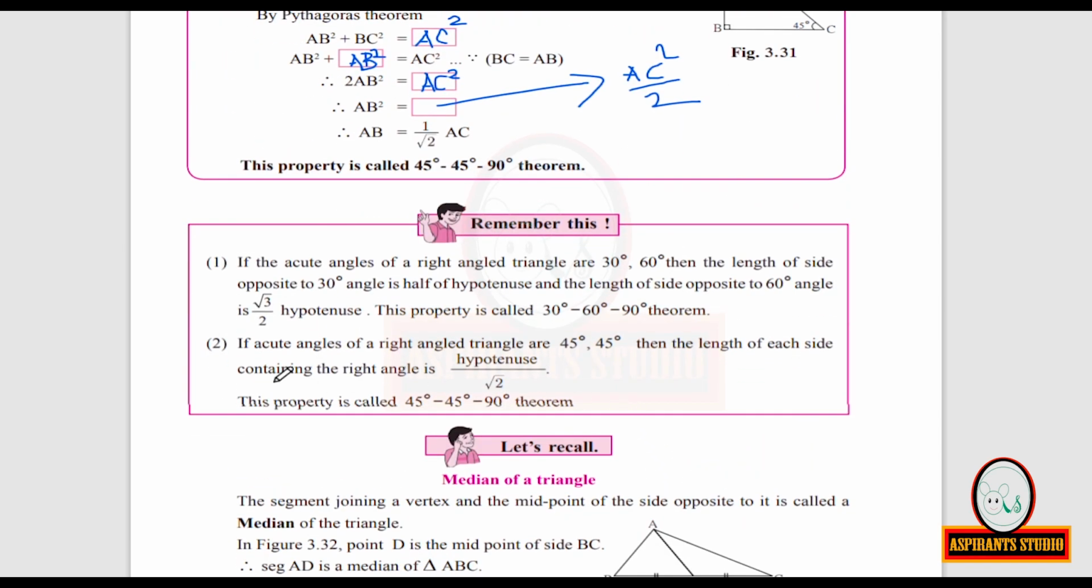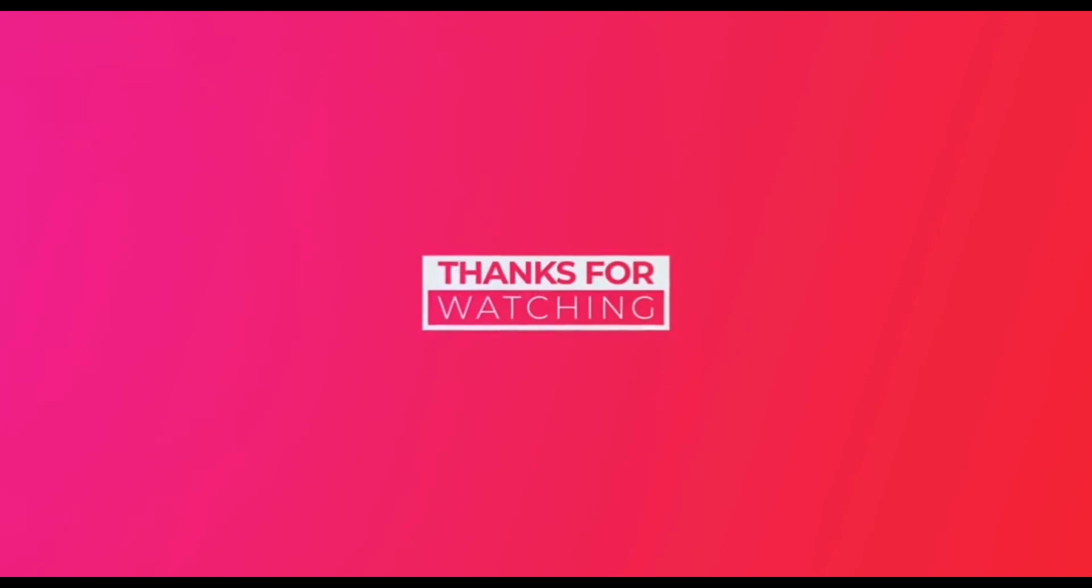Now, second one, if acute angles of a right angle triangle are 45 degrees, 45 degrees, then the length of each side containing the right angle is hypotenuse upon square root of 2. That means 1 upon root 2 times the hypotenuse. This property is called 45 degrees, 45 degrees, 90 degrees theorem.